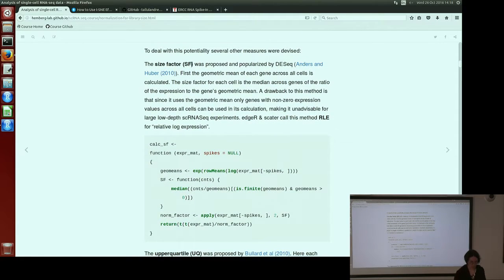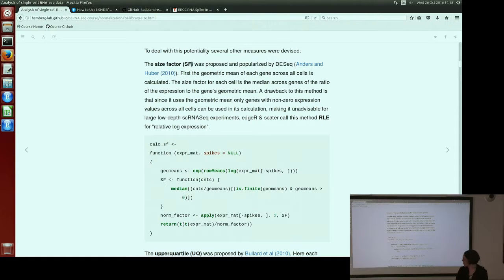So to deal with this problem of differentially expressed genes, there have been many other size factor methods that have been proposed. They're all basically the same as counts per million, where you calculate some size factor for each cell and then divide the read count for that cell by that size factor.